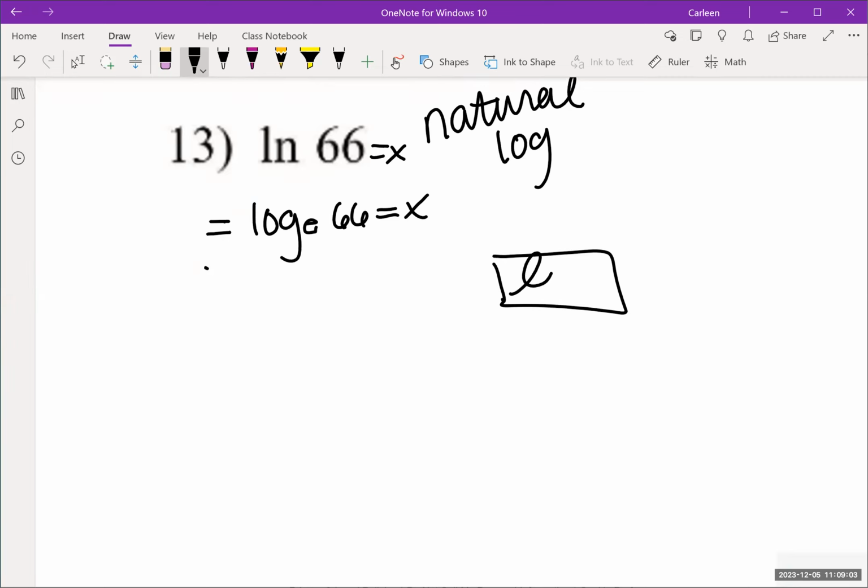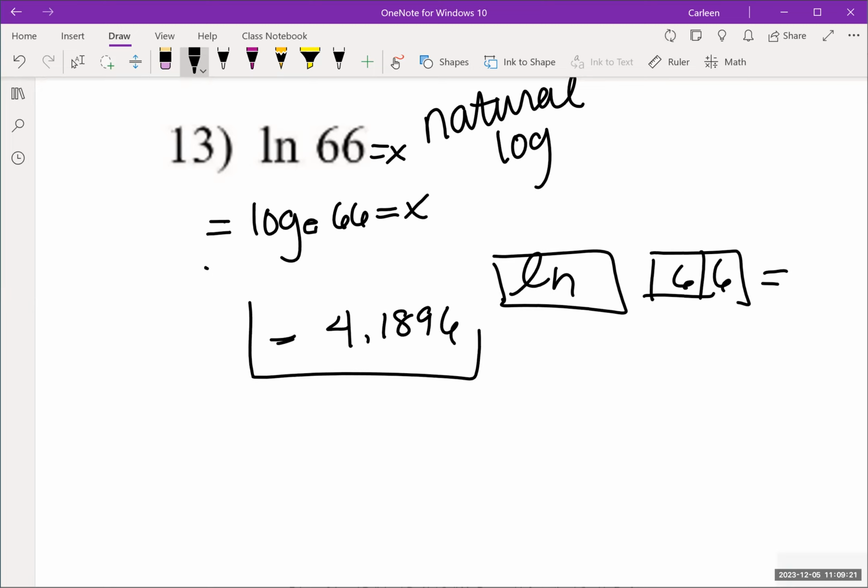You're just going to hit natural log 66. So if you hit natural log of 66, close your parentheses, you get 4.1896. So ln, it's in French, logarithmic and natural. That's why it's called ln, natural log. It is a button on your calculator.